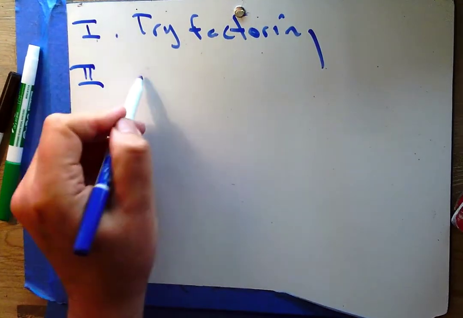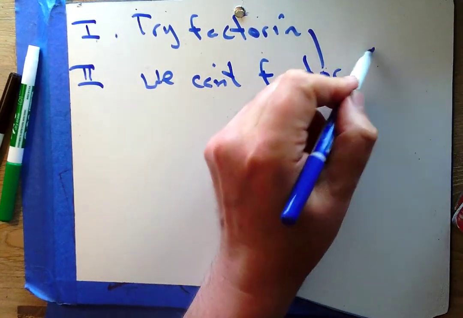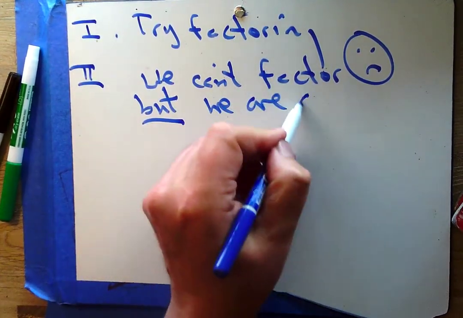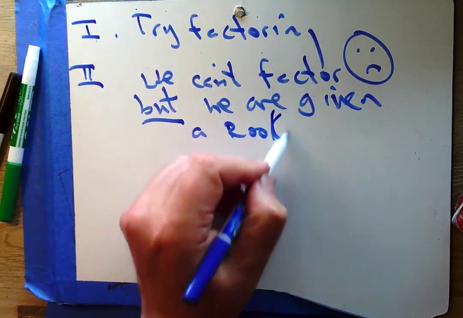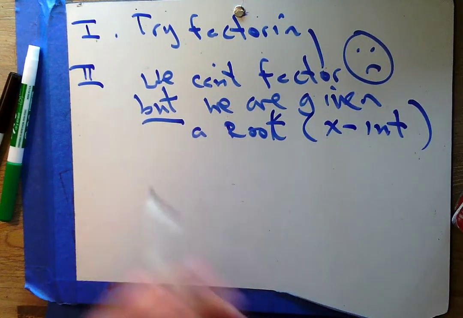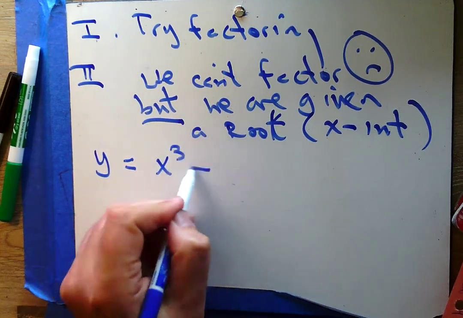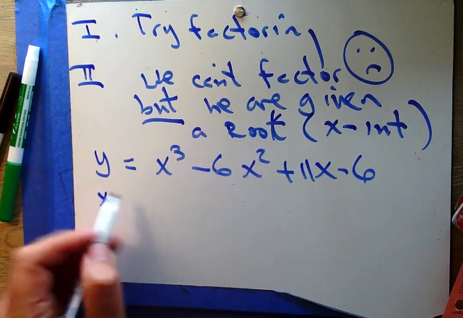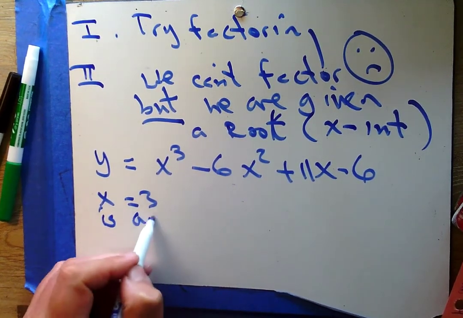2, we can't factor, sad face, but we are given a root or x-intercept. Well, in this situation, we're talking about this kind of thing. Y equals x to the third minus 6x squared plus 11x minus 6. And the angel of mercy comes to us and says, by the way, x equals 3 is an x-intercept.